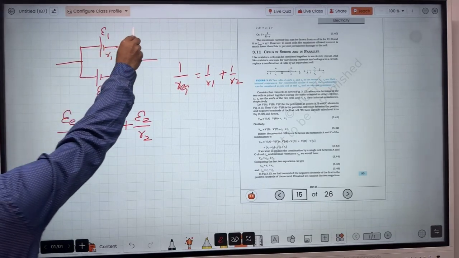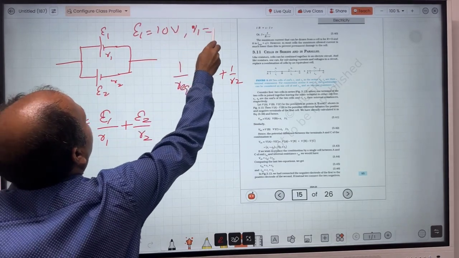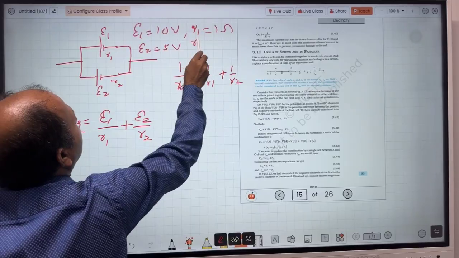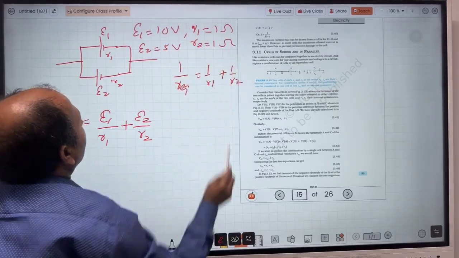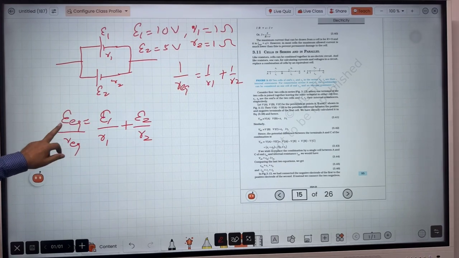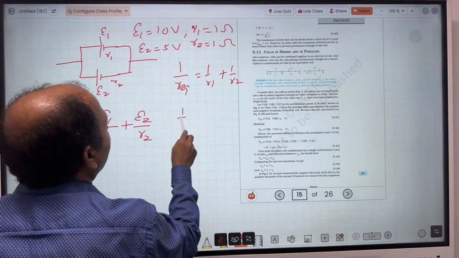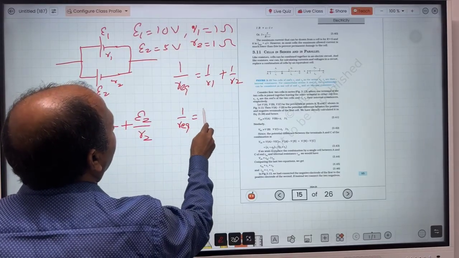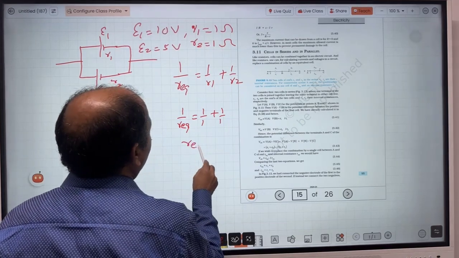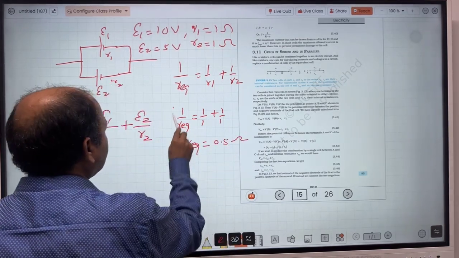So suppose E1 is given as 10 volt, its internal resistance say R1 equal to 1 ohm, E2 is given say 5 volt and its internal resistance is also 1 ohm. Now you have to find out what is equivalent EMF and what is equivalent resistance. So for equivalent resistance, 1 upon R equivalent is 1 upon 1 plus 1 upon 1. So that will give R equivalent as 0.5 ohm, R1 by 2.